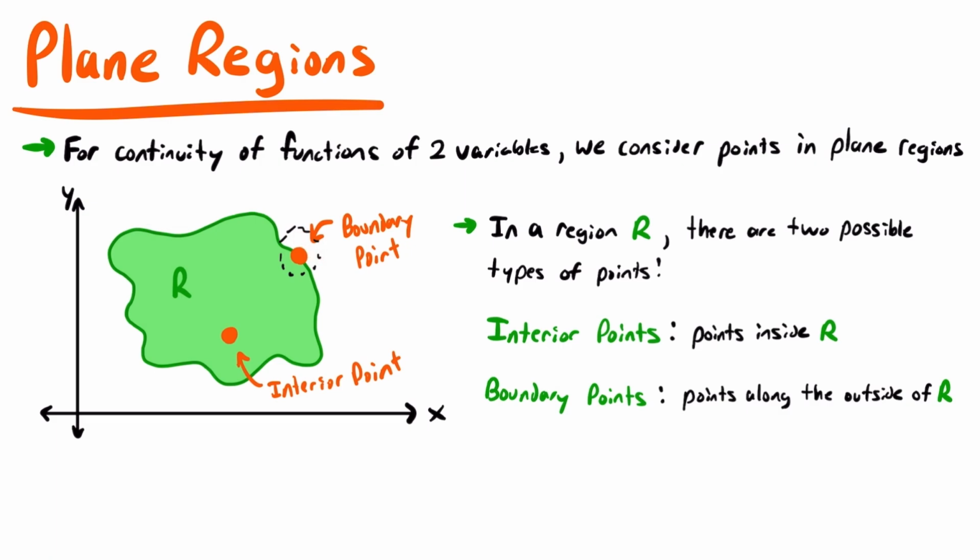If there are points around that specific point that are not in that region, then that point has to be a boundary point. It must be along the outside or the boundary of the region. And so if you were to do the same thing for the interior point, if you were to look at points around that point, you can see that all around that point are other points inside the region, so that is clearly an interior point.